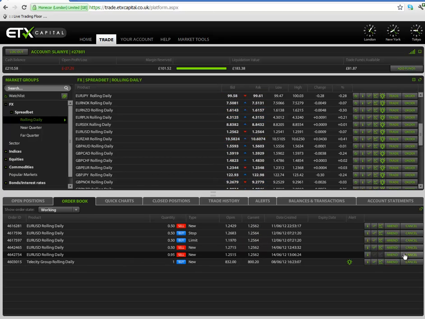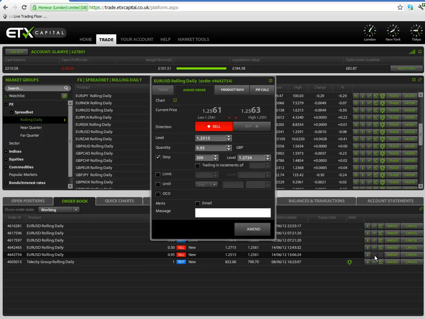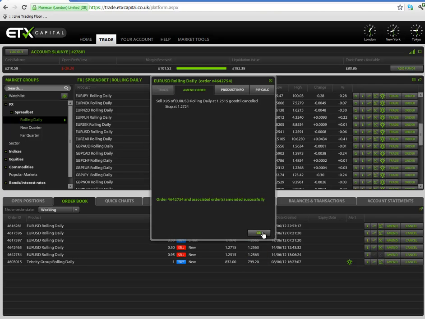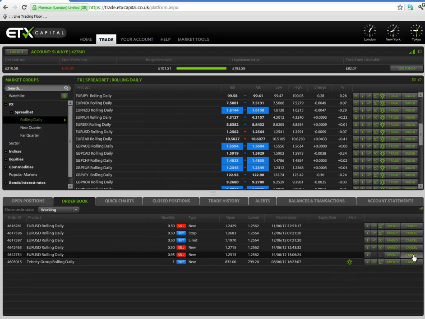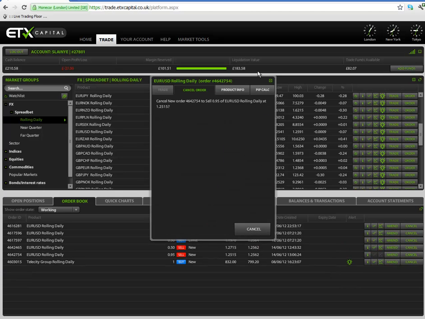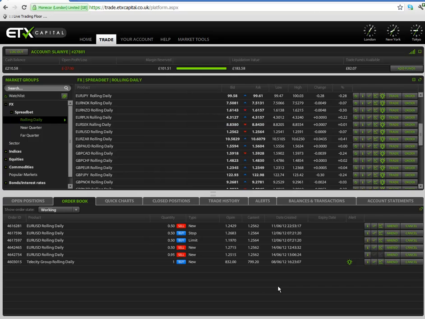And we can amend those values by going to amend. We can change those values if we make a mistake and just say amend. And we can cancel the order as well. So we can just go to cancel and say cancel, and it will get rid of that order, which it will do if it doesn't get triggered.